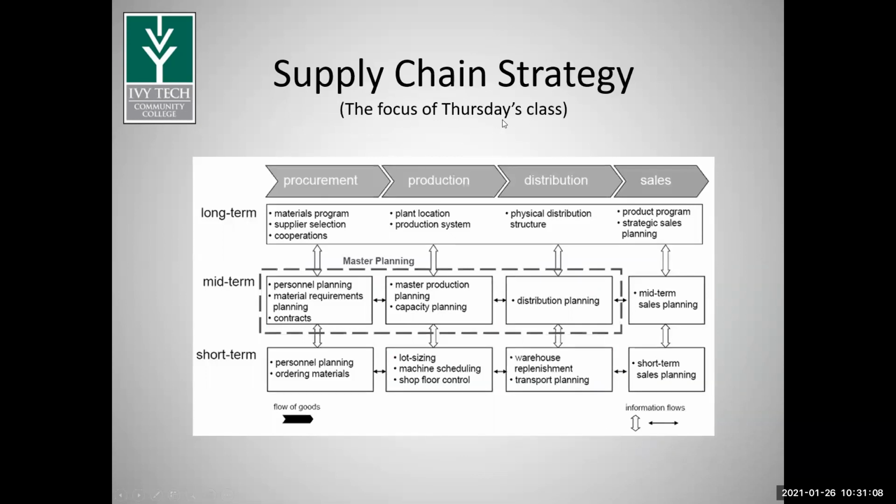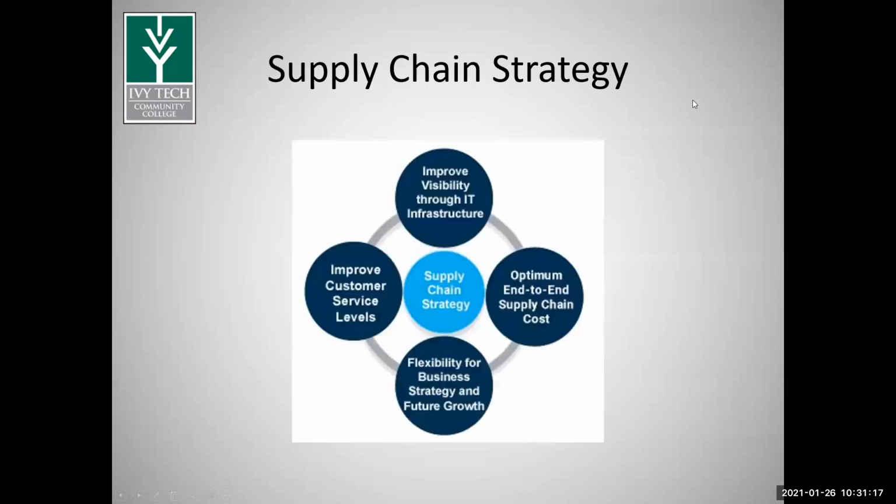And then on Thursday, we're going to spend a lot of time on supply chain strategy and how that supports everything else that we've discussed today. Here are just some examples. As you start looking at your infrastructure, you're going to look at your technology infrastructure and your end-to-end supply chain. You're going to be very concerned about customer service levels, and you're going to want flexibility for growth. Now, in a market, you may decide that you're never going to dominate the whole market, but if you carve out a niche of the market, you can be the dominant player in that.